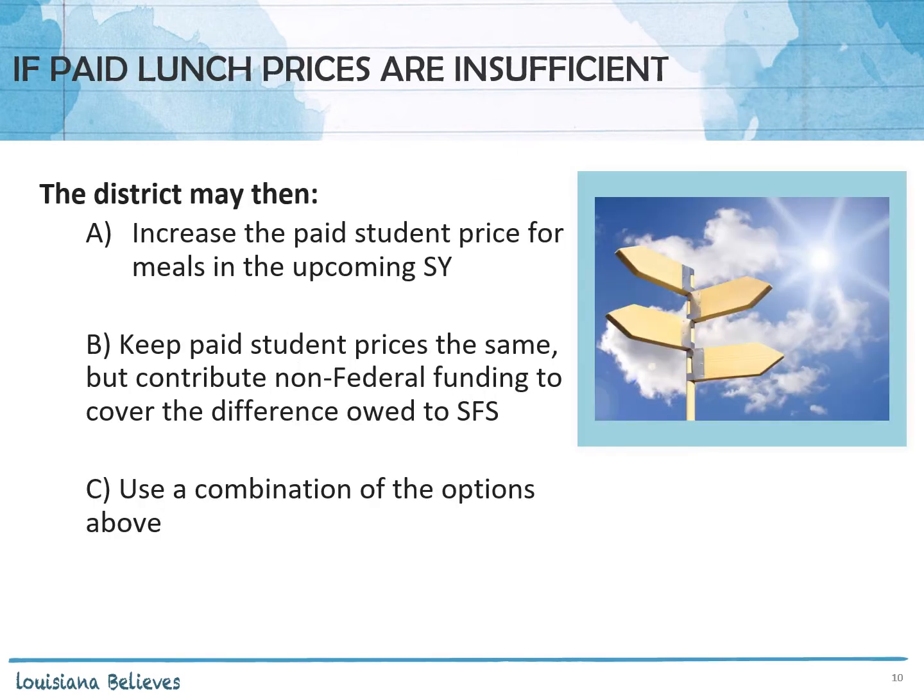If paid lunch prices are insufficient, the district may then: A. Increase the paid student price for the meals in the upcoming school year. B. Keep paid student prices the same but contribute non-federal funding to cover the difference owed to the school food service. The difference meaning the cost to produce the meals less the sum of the paid meal price and paid federal reimbursement received. Or C. SFAs may choose to use a combination of both options above.